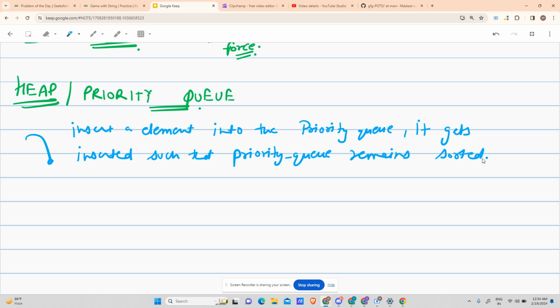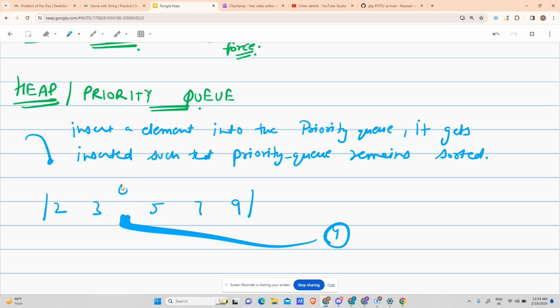such that the priority queue remains sorted. So, if my priority queue is containing 2 3 5 7 9 and I'm willing to insert 4, it will neither get inserted here nor here. It will go against all odds and get inserted here. But the time complexity to insert in a priority queue is O of log n, let us say the size is n. So, can we use that?